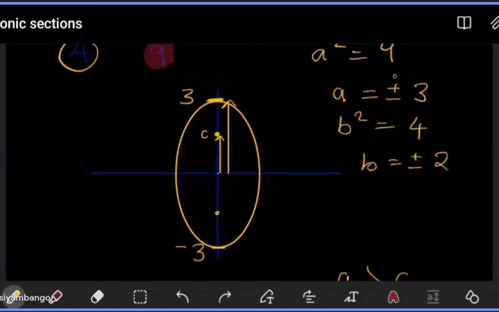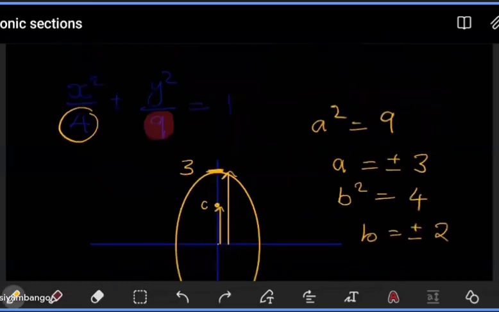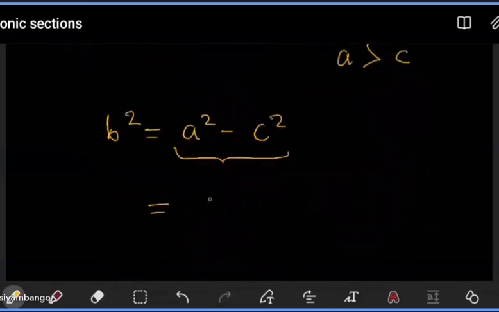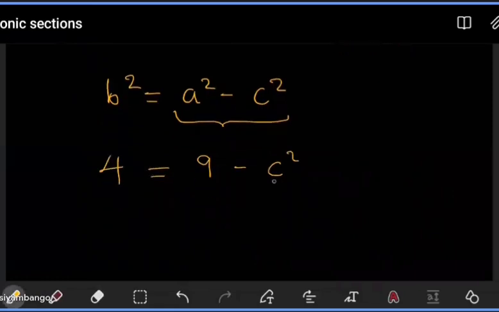In our case, A squared is 9 and B squared is 4. So we have C squared here, and B squared is the one which is 4. From here, we can easily swap them around. The negative C squared goes to the left and becomes positive. The 4 goes to the right and becomes negative. So we have C squared equals 9 minus 4. Get the difference there.